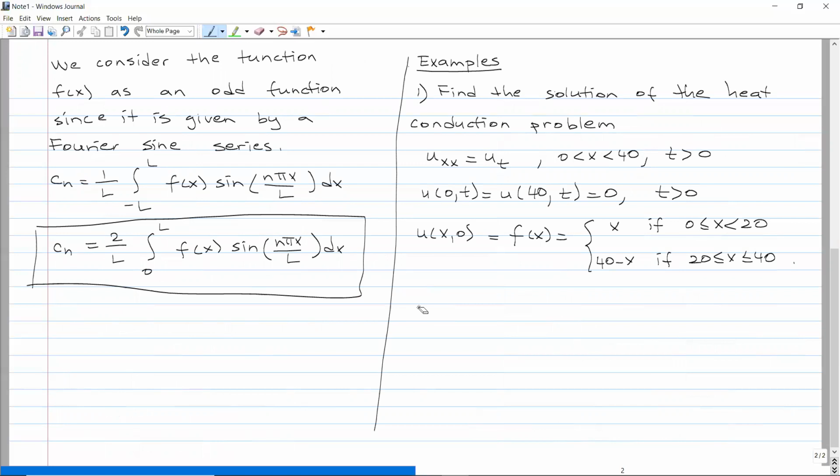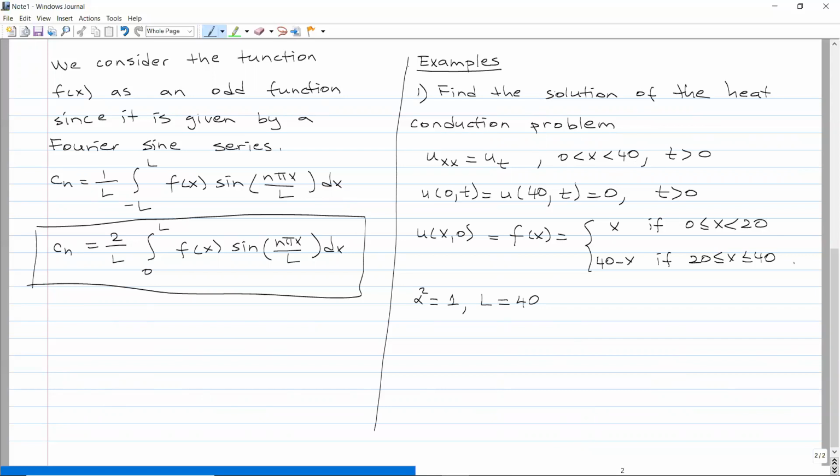let's identify the parts of the solution from the given problem. The constant alpha square is 1 in this problem because u_xx is equal to u_t. So alpha square is 1. The length of the rod, x is between 0 and 40, so the length L is 40. What else do we need?